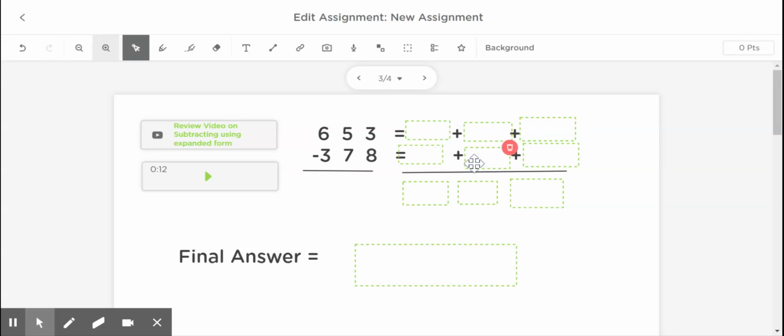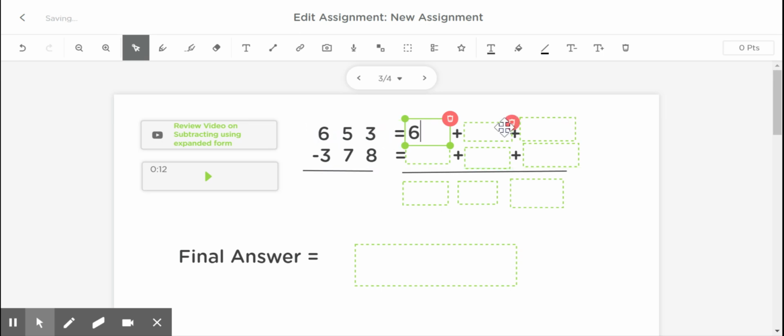All right, so this is one more step than we did on the last one. We're still subtracting. We're still going to use the expanded form. But there's one extra step that we have to do today that we did not do last time. Okay, so 653 minus 378. So I have to go ahead and expand that number out, right?